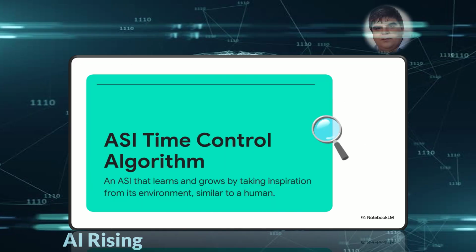So the official name for this whole thing is the ASI time control algorithm. And right away, they make it clear. The goal here isn't just about processing data faster. No, it's about creating an intelligent agent that can actually perceive its environment, draw inspiration from it, and grow, kind of like a human does.